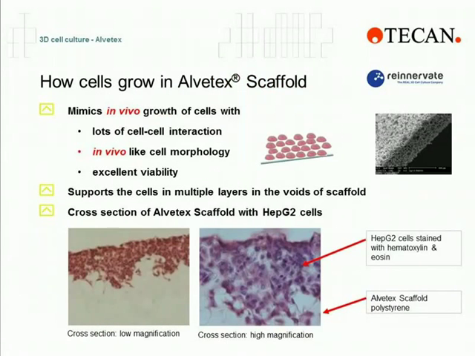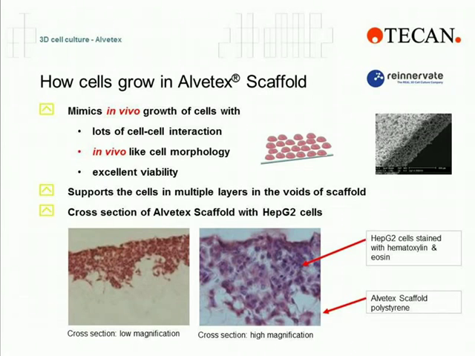But how do the cells exactly grow in an Alvetex scaffold? And this you can see here on this slide. The cells are simply seeded on the scaffold and then will start growing into the voids of the scaffold, as you can see perfectly here in this cross section. Stained HepG2 cells, you can see here now, already grown into the void. Here you can still see some empty voids, and cells will grow in a couple of days in the whole scaffold, forming a real tissue, let's say.